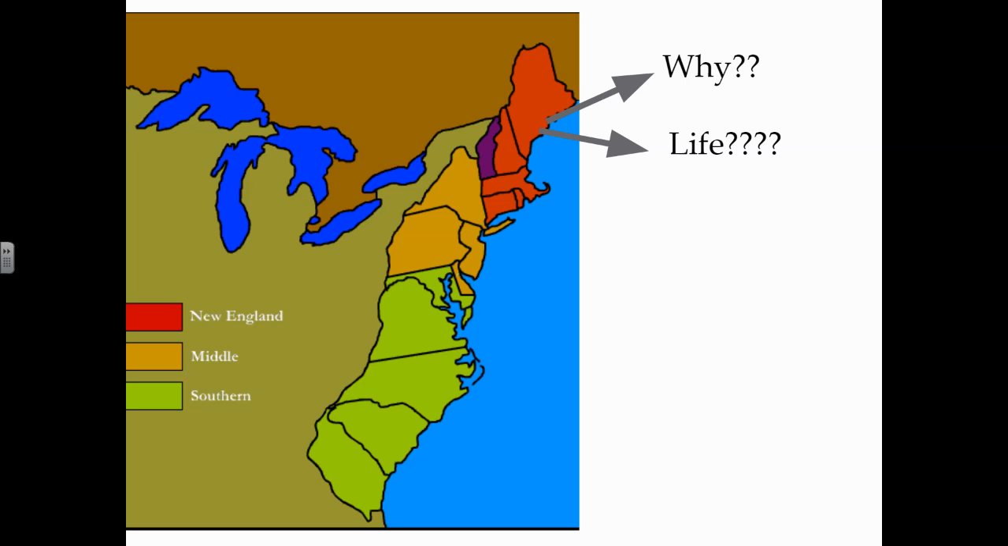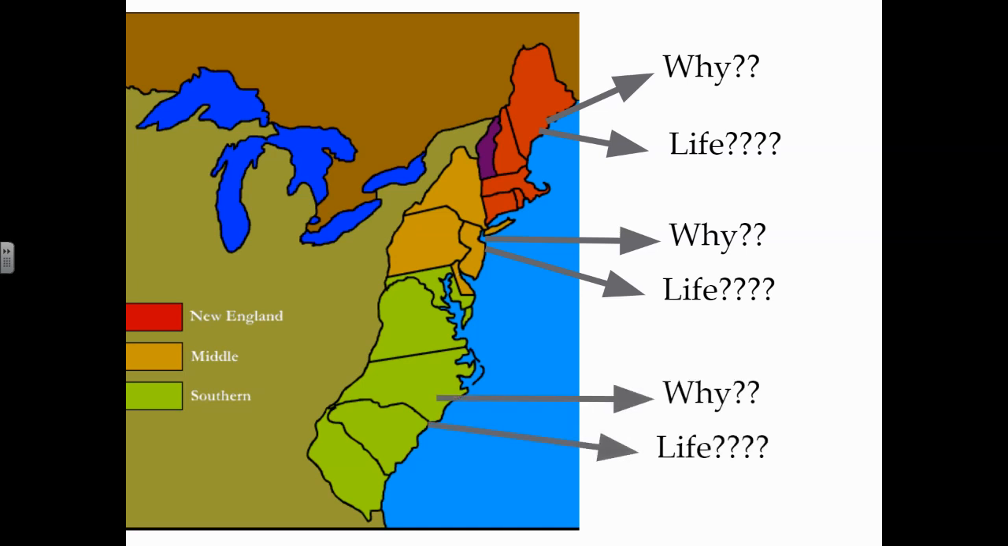And when we learn about a region, we are going to learn about two things. One, why those colonies came to be formed in the first place, why people started those colonies, and also what life would have been like if you lived back then in that region. We'll do the same thing for the middle colonies, why the middle colonies were formed and what life would have been like if you lived there. And then we'll end with the southern colonies in the same way.